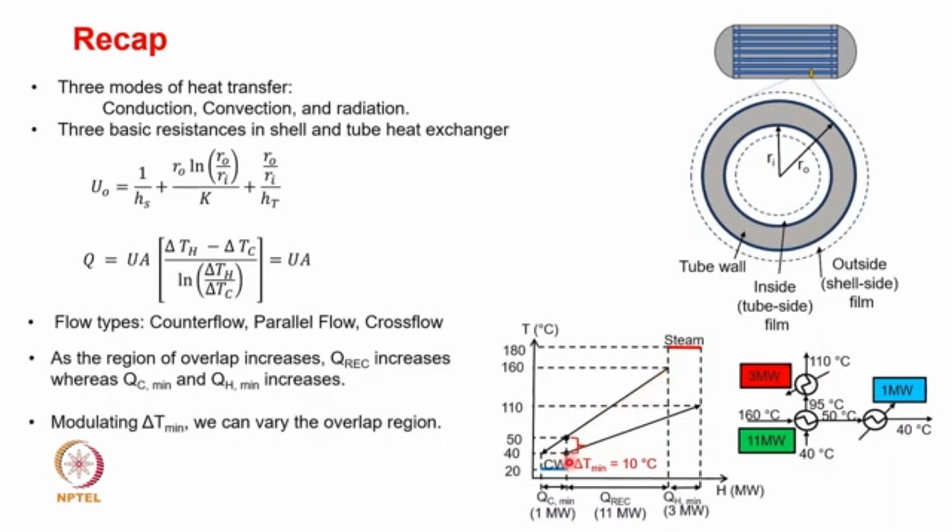And we talked about delta T minimum, and we can modulate delta T minimum and thereby bring about the overlap of the composite curves, thereby controlling the requirement of cold utility and hot utility. This is what we were covering in the last class.